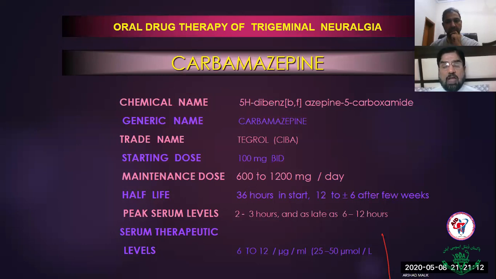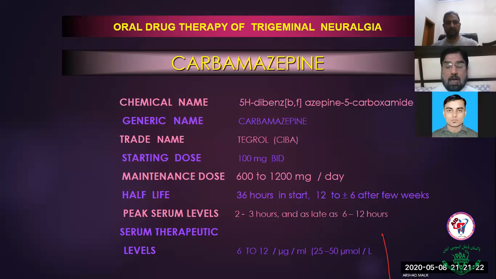Peak serum level is attained in 2 to 3 hours and its peak level is maintained for 12 hours. That is the maximum period where its peak level remains. Then after that you have to repeat the dose. The serum therapeutic level remains up to 12 hours. And that is a very important thing, that these molecules remain in circulation.